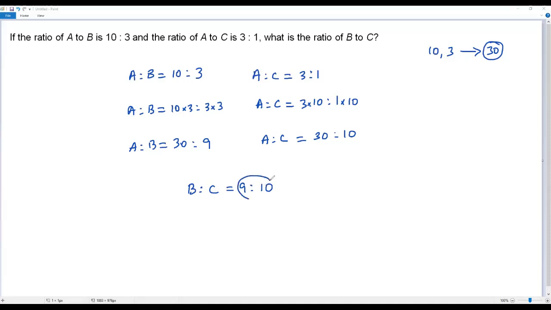Also, if there is any possible simplification, we have to do it. That is, if there is any common divisor for these two terms of the ratio, we have to divide both the terms by that number. But we don't find any common divisor for 9 and 10 other than 1. So this ratio is in simplest form. Therefore, the ratio of B to C is 9 to 10.